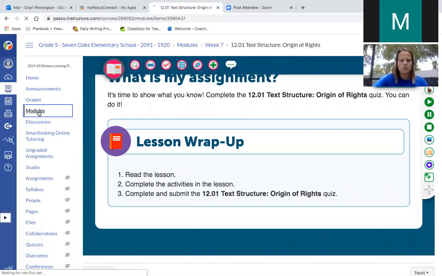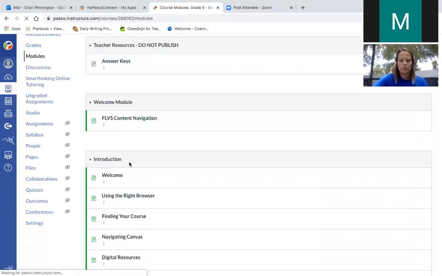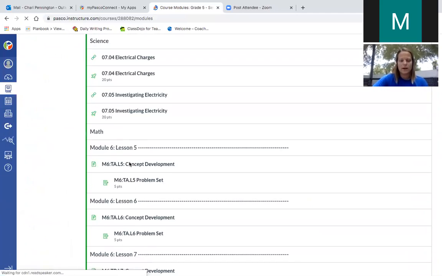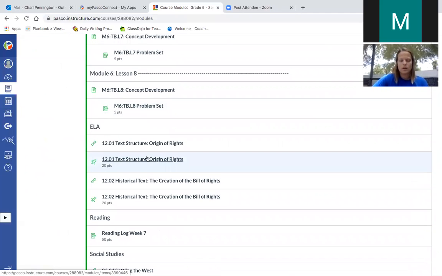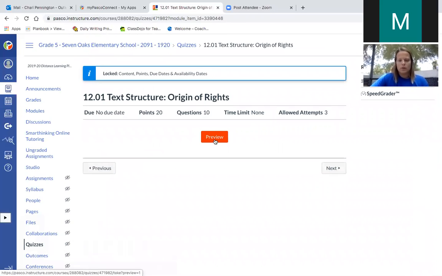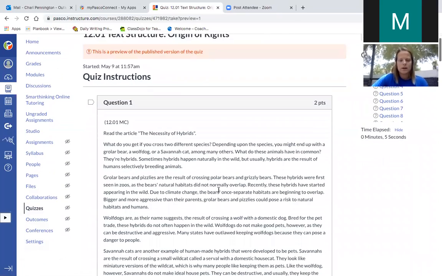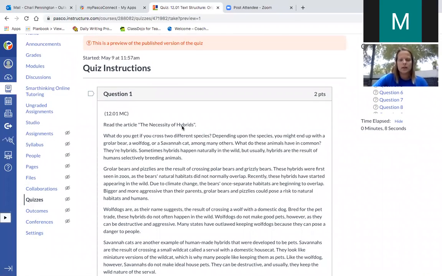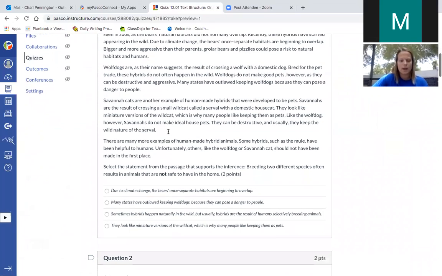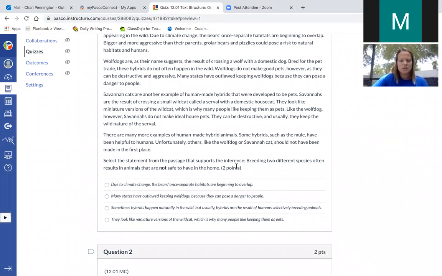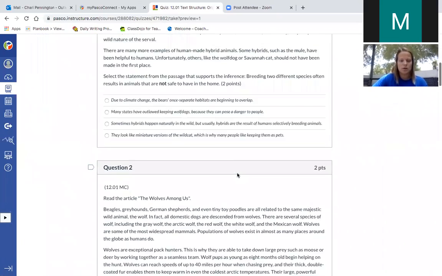Again, we are going to go back into our modules. Scroll back into week 7. We're going to click right here where our rocket is. There are 10 questions, so each question is worth 2 points. Now you're going to have to read like a lot of the other quizzes that you've taken, okay? Pay attention, this one is talking about selecting a statement that supports inferencing, okay? So pay attention to the question.